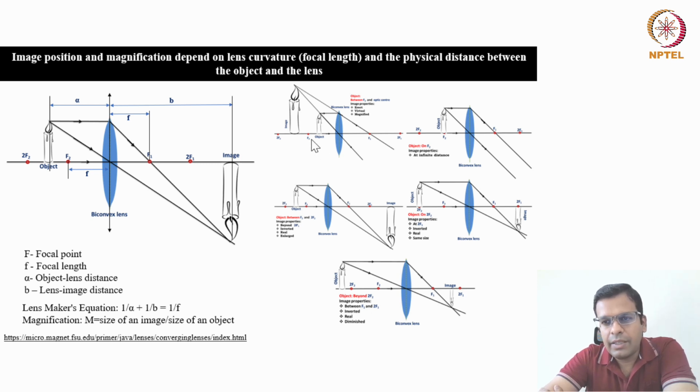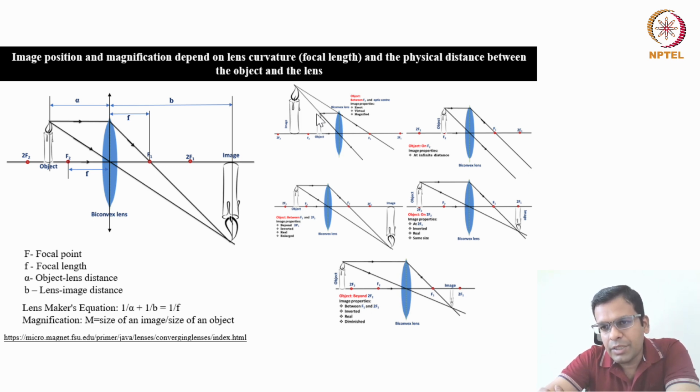In this different diagram, you can see that by changing the position of the object you can change the image size and its orientation. Let's say you put the object between the center of the lens and the focal point, then you will get a magnified image. This image will form between f2 and 2f2, and it will be magnified compared to the object, but it will be a virtual image.